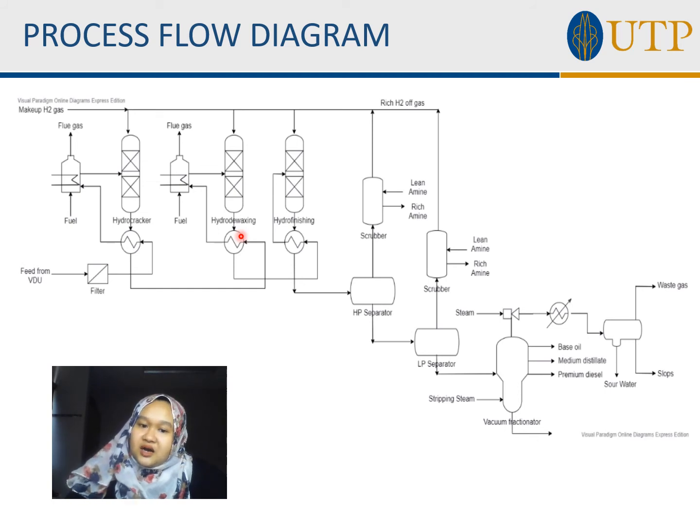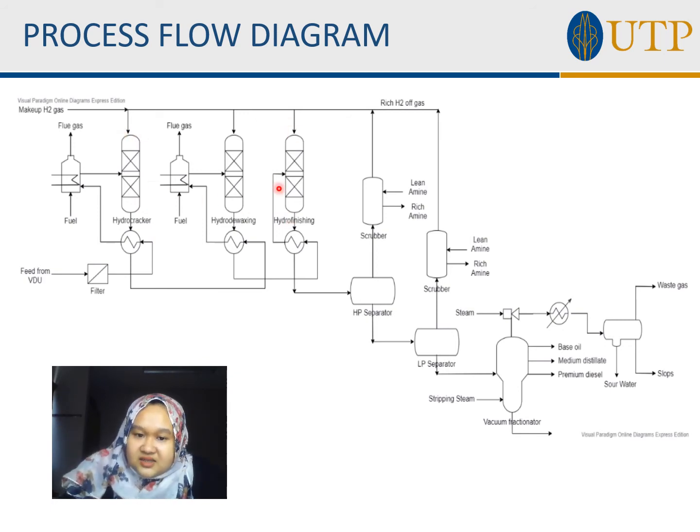After hydro-dewaxing, we will go to hydrofinishing. The purpose of hydrofinishing is to improve the product quality, as it will improve our oxidation stability and also color. The operating temperature for hydrofinishing is 200 to 350 degrees Celsius with pressure of 200 to 3000 psig. The catalyst that we propose is the same as the catalyst of the hydrocracker, which is nickel molybdenum.